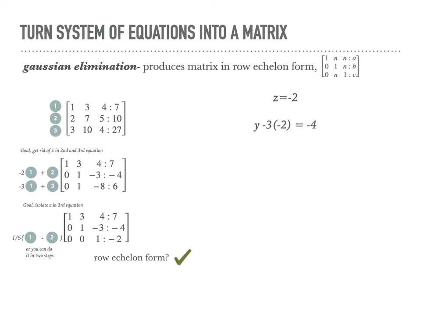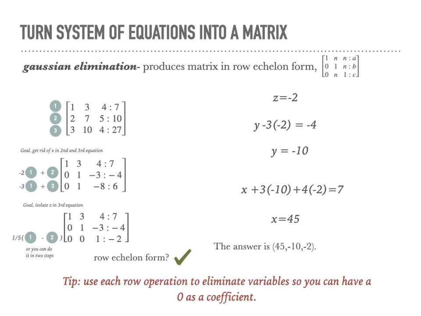From doing back substitution, we can just plug in z for the second equation, which gives us y equals -10. And doing the same thing, we get x equals 45. So the answer is 45, -10, -2. As you can see, for the variables that didn't have a coefficient, we just put a 0. A really helpful tip is to make sure to use each row operation to try to eliminate variables so you can have 0 as a coefficient and get to row echelon form.